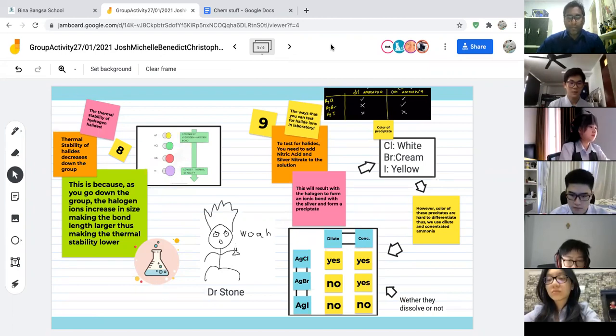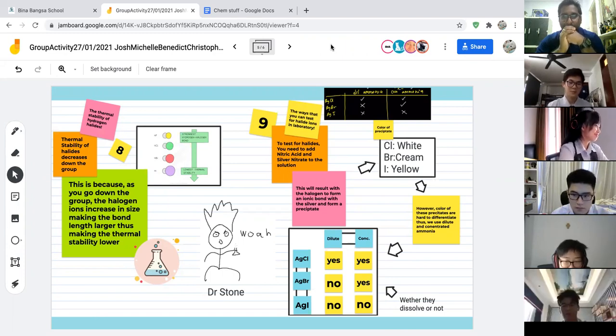Now, the way you can test these halide ions in the laboratory is that you need to use nitric acid and silver nitrate. If you add them to the solution, this will result in the halide to form an ionic bond with the silver and form a precipitate. The colors of the precipitates are as such. Chloride will become white, bromide will become cream, and iodide will become yellow.